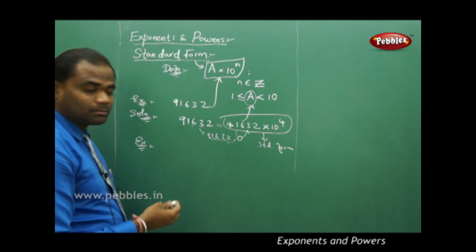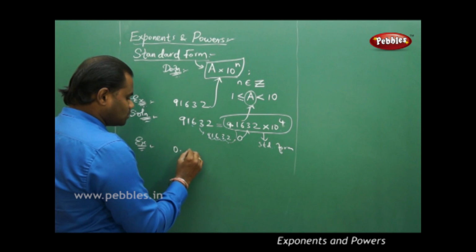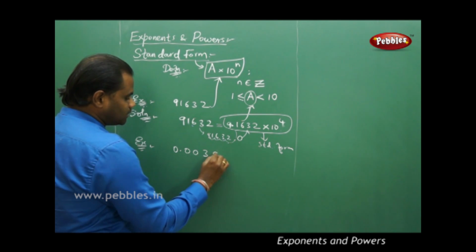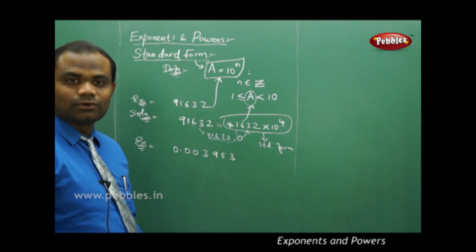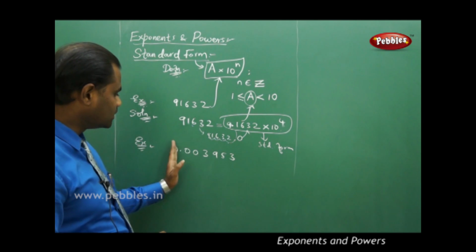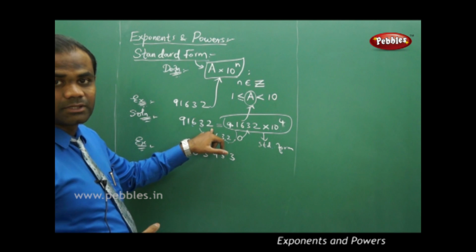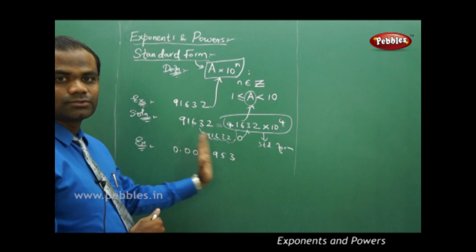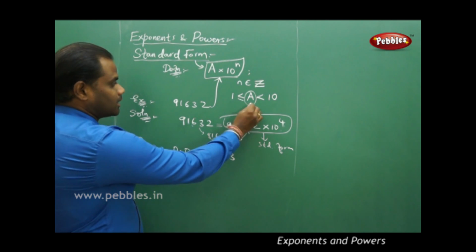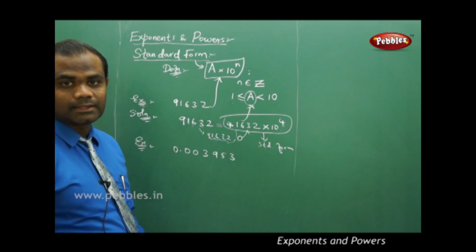If I have an example problem, say 0.003953, and I want to convert this into the standard form, then in this case I'm moving the decimals to the right, whereas in the previous problem I was moving the decimals from right to the left. Here it is from left to the right until I get a value between 1 and 10.